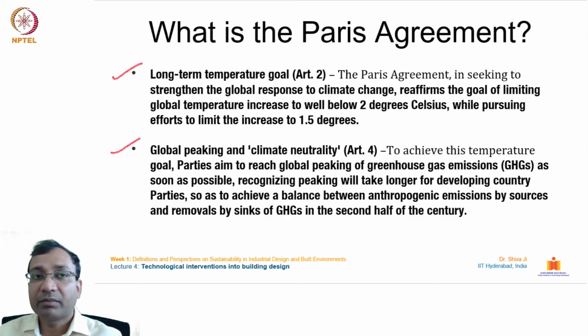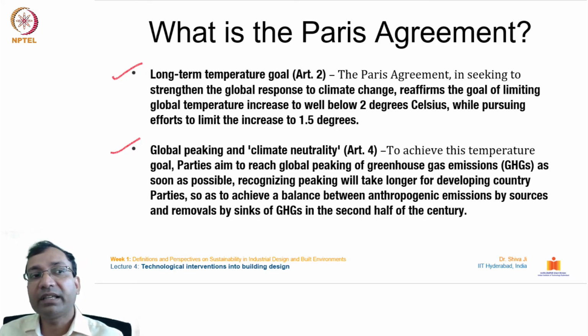So, what is the Paris Agreement? First one, long-term temperature goal, Article 2. The Paris Agreement, in seeking to strengthen the global response to climate change, reaffirms the goal of limiting global temperature increase to well below 2 degrees centigrade while pursuing efforts to limit the increase to 1.5 degrees centigrade.